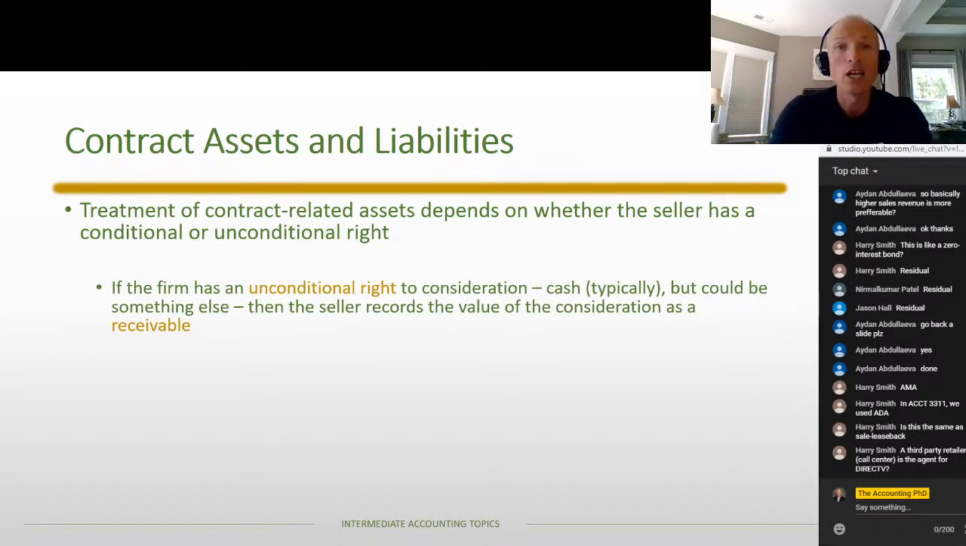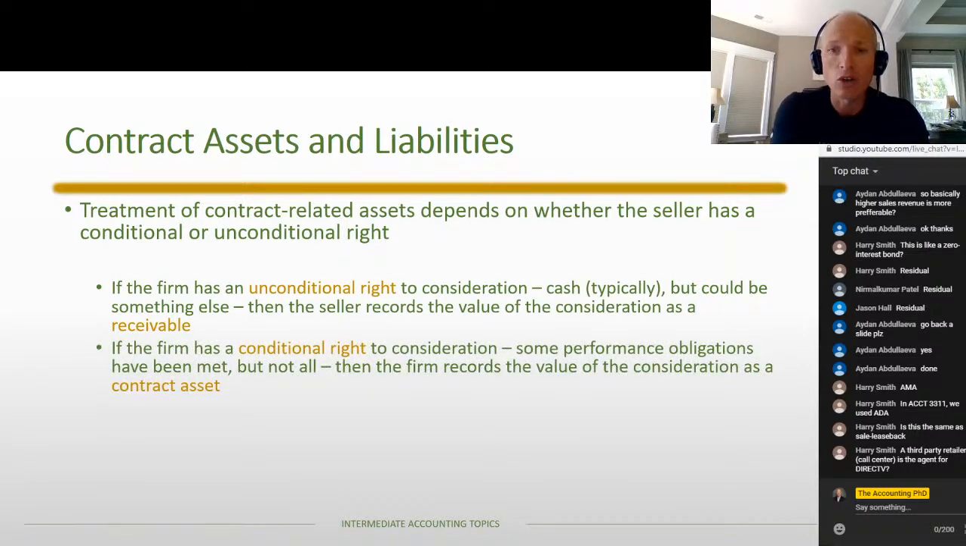If the firm has an unconditional right to consideration, in other words, there's nothing left for me to do, you need to pay me, this is how much you owe me, usually it's going to be cash, then the seller records the value of the consideration as a receivable. This is the classic accounts receivable. As soon as you have an unconditional right, that's an accounts receivable.